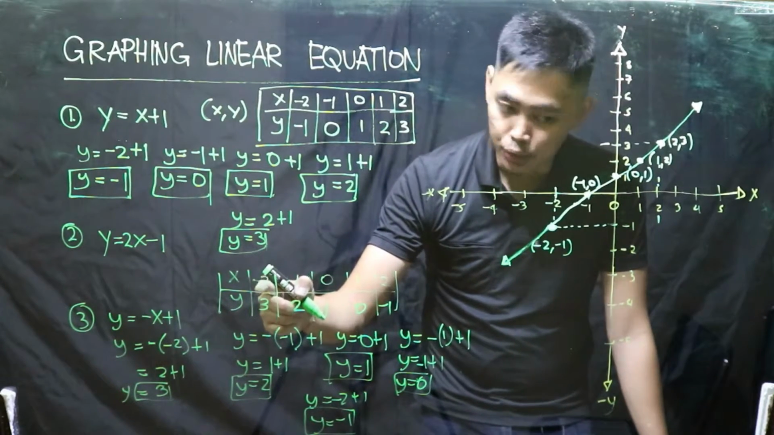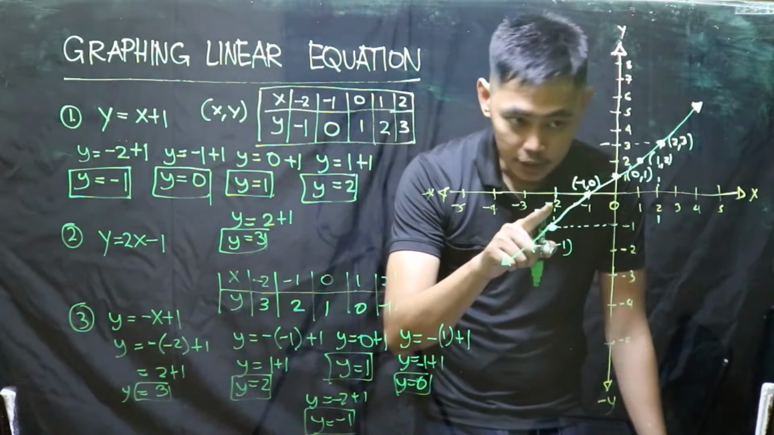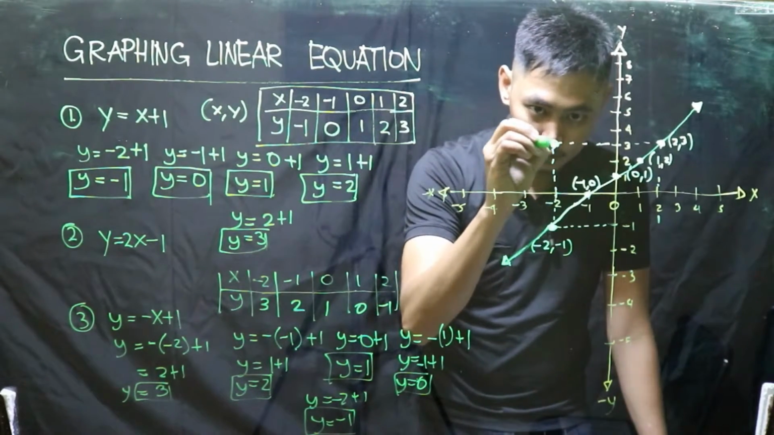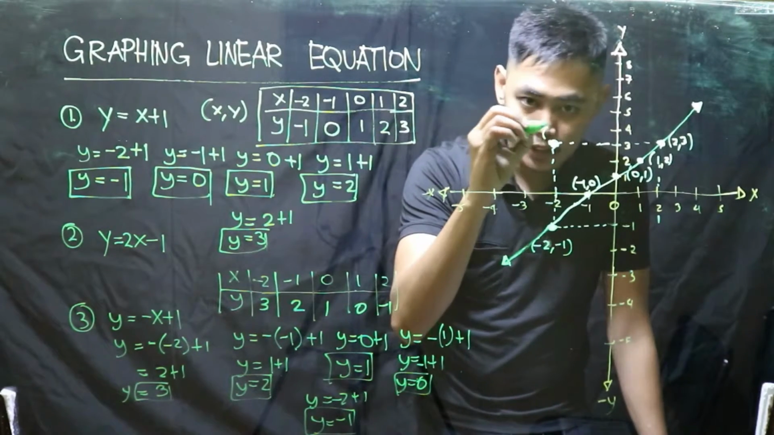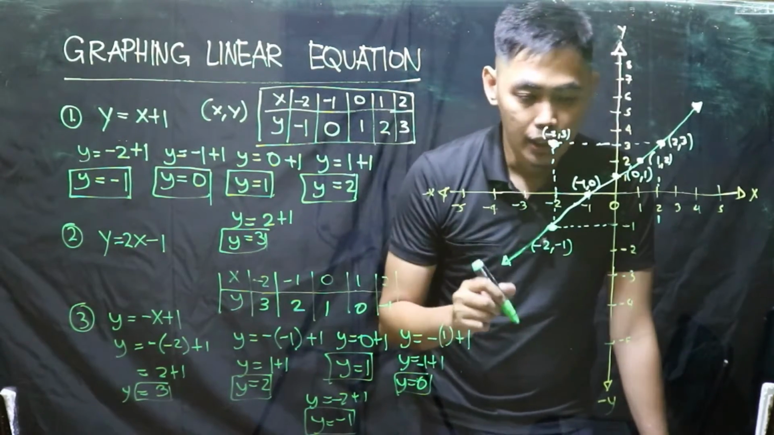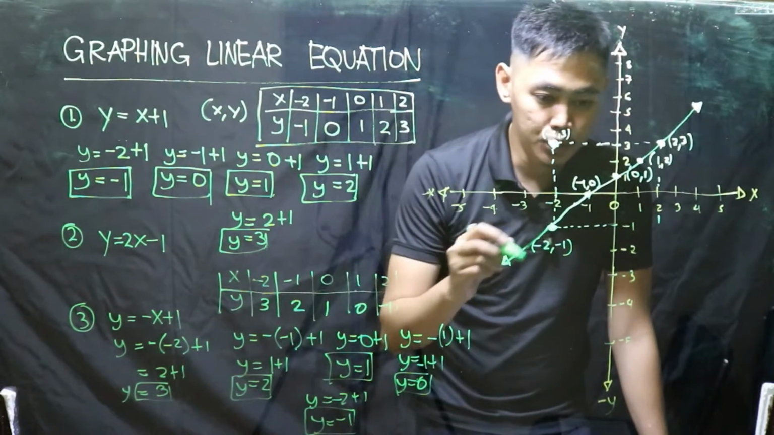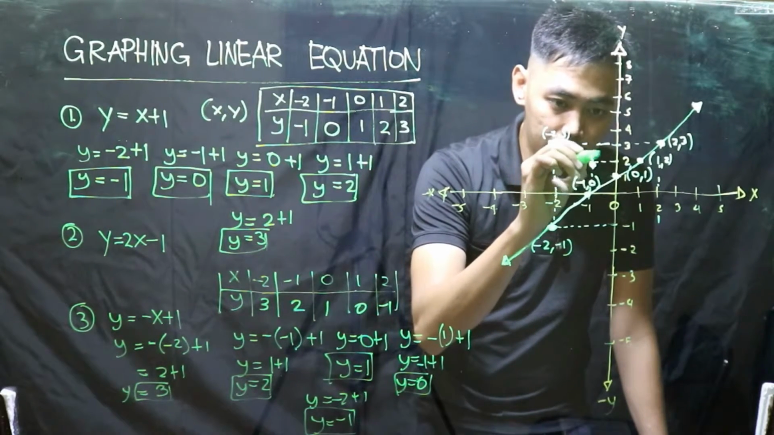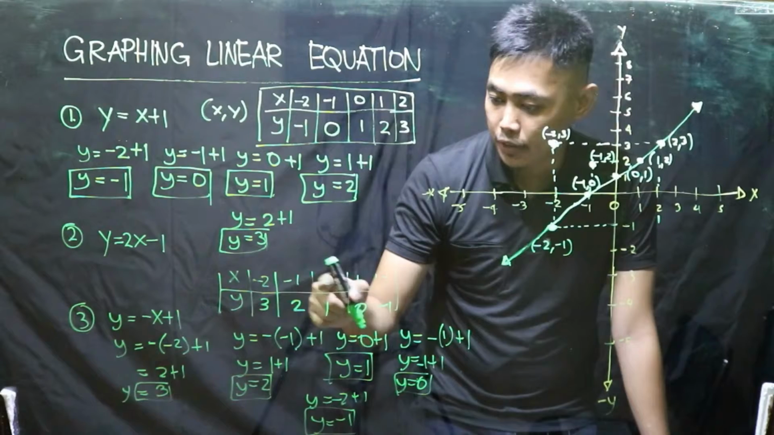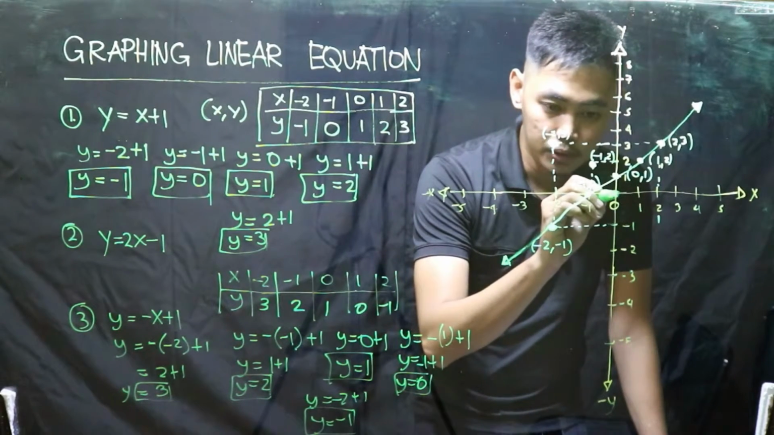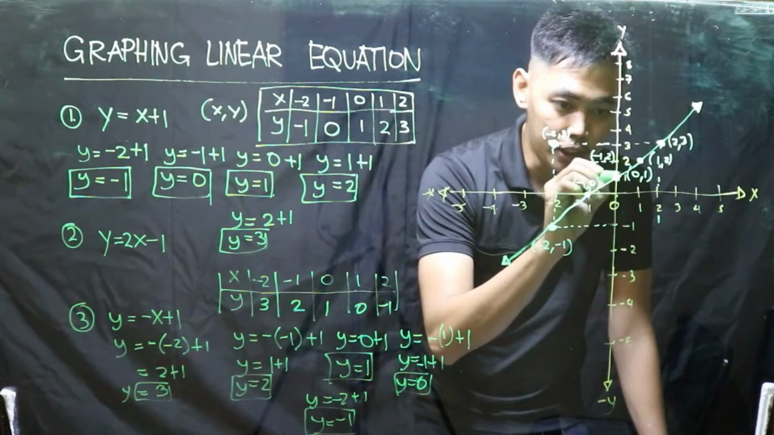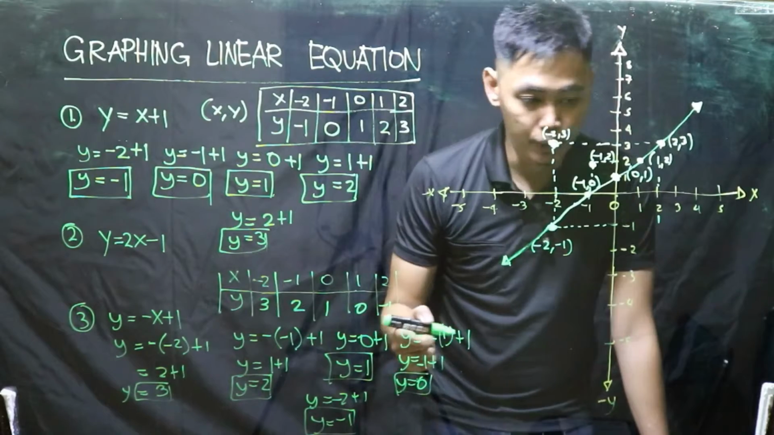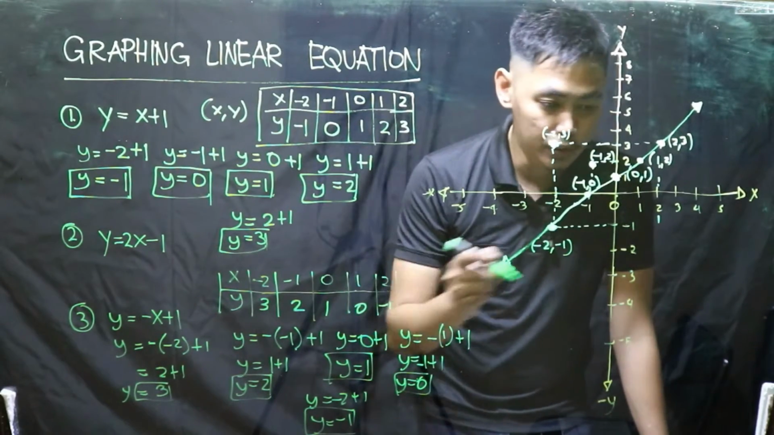So we'll start with negative 2 here, and our y is 3. So it would intersect here. So this is again negative 2 and 3. How about this? Negative 1 and 2. Here it is. This is the point. Negative 1 and 2. How about 0 and 1? So we have 0 and 1. Okay, so the same point as the first function or equation.